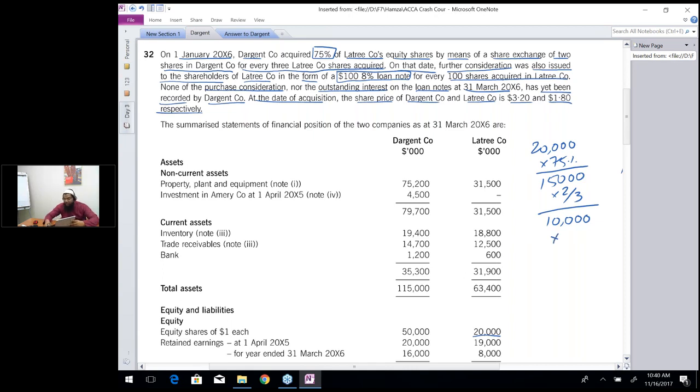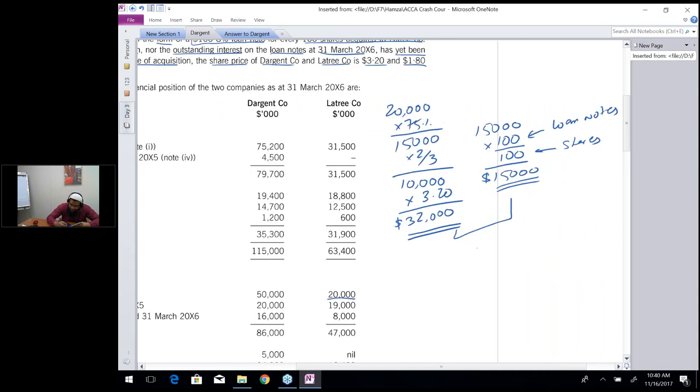Which price should we use? Parent share price or subsidiary's share price? What do you people think? Parent. Yes, obviously parent share price, because the number of shares are also of parent. So 10,000 into 3.2 will give us $32,000. So I would say that the total consideration is actually $47,000. This is the total cost of 75% of the shares.